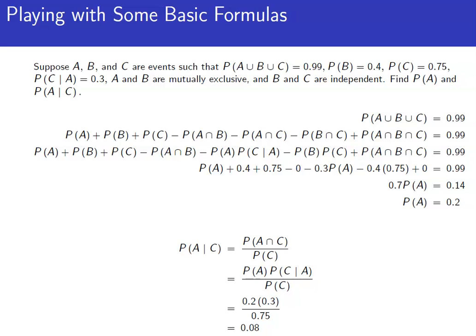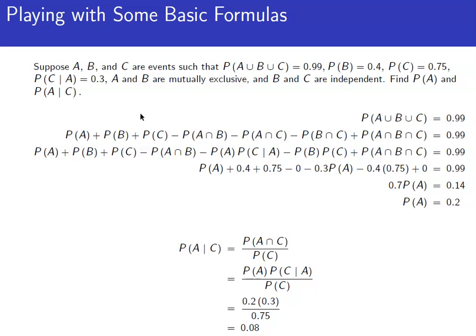In this video, we're going to do an example where we see lots of different definitions and formulas associated with probabilities. So, let's suppose we have events A, B, and C, and that we're given that the probability of the union of the three events is 0.99, the probability of event B is 0.4, the probability of event C is 0.75, and the probability of C given A is 0.3.